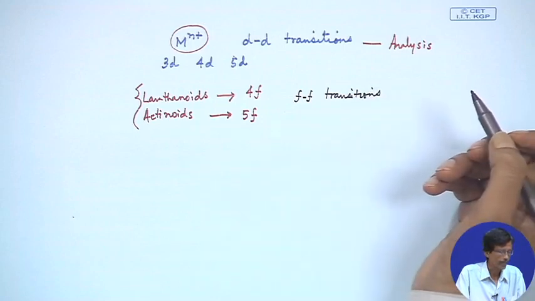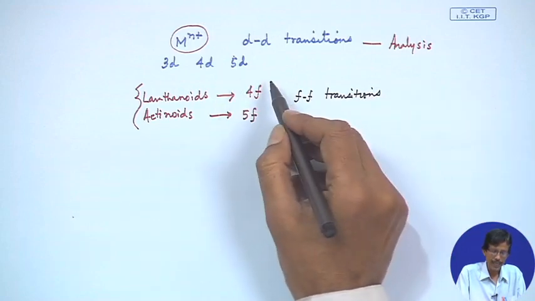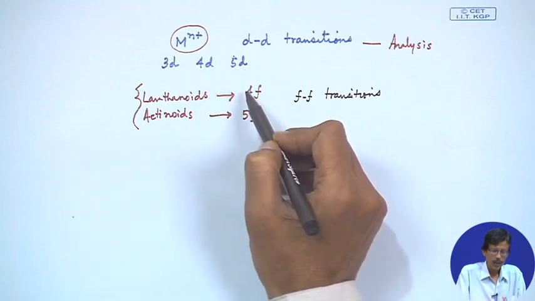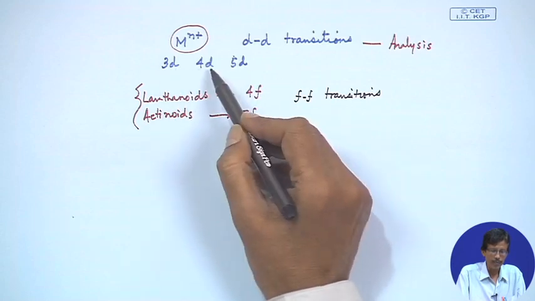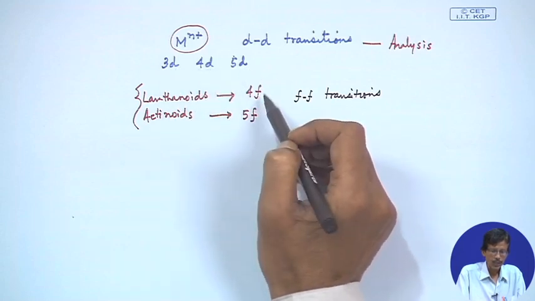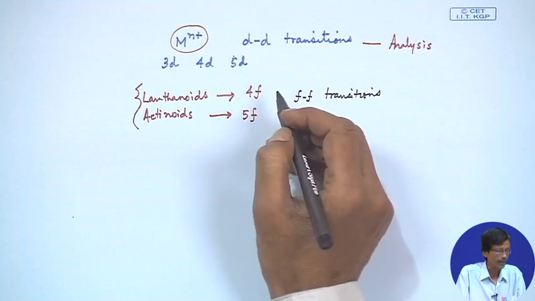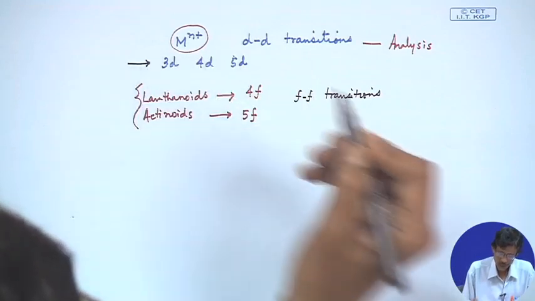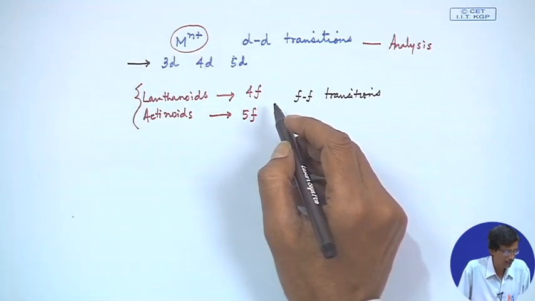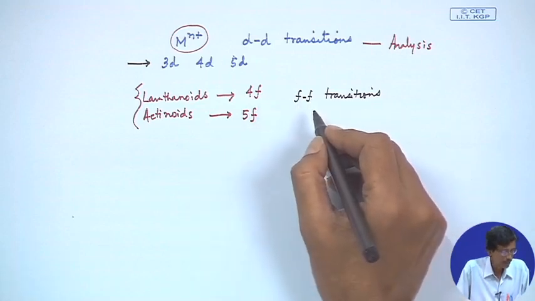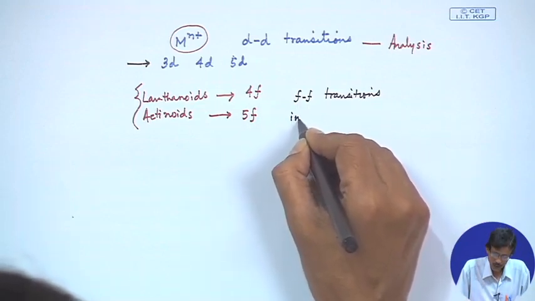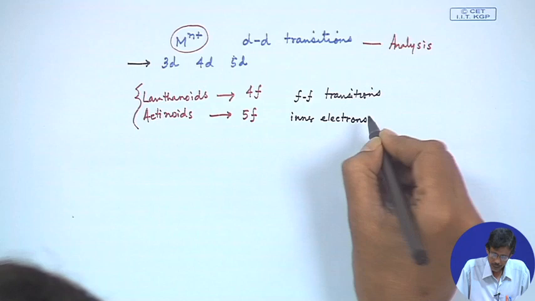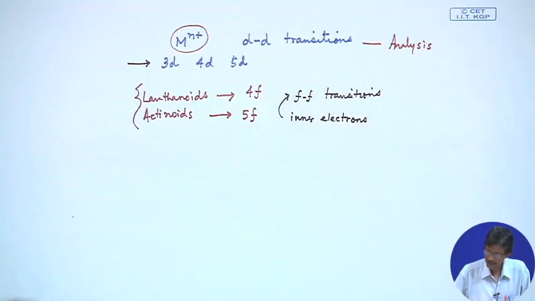So, f-f transitions. After 3d, 4d and so on, these are basically the inner transition elements. These are the transition elements when we have d electrons, and when we have f electrons we call them inner transition elements. Inner transition elements are nothing but elements having inner electrons, and these inner electrons are present in all these f levels.